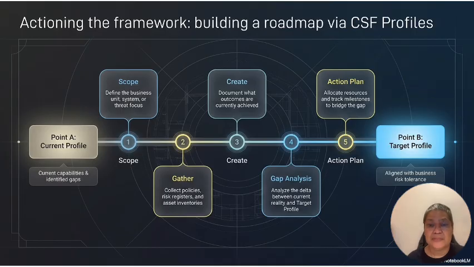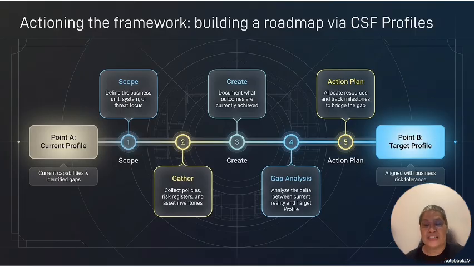So, earlier we were talking about scoping the business. So, that means understanding, identifying information, right? And then we collect policies, we do our inventories, right? And then, understanding where we are, we create documentation of the current outcomes, right? And then when we do a gap analysis, we look at the difference between where we want to be, which is tier 4, versus tier 1, right? So that's reality.